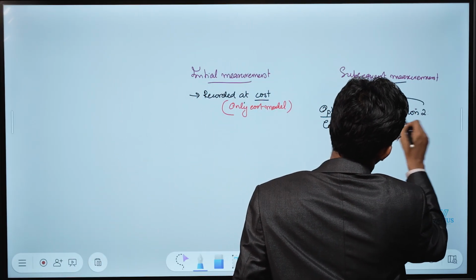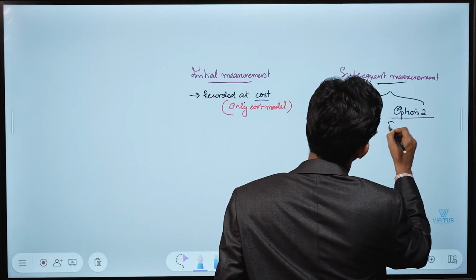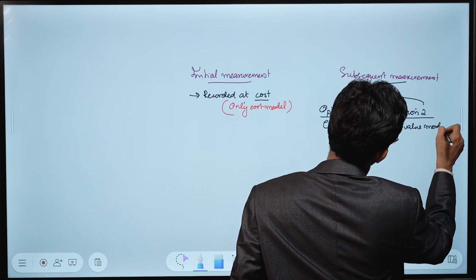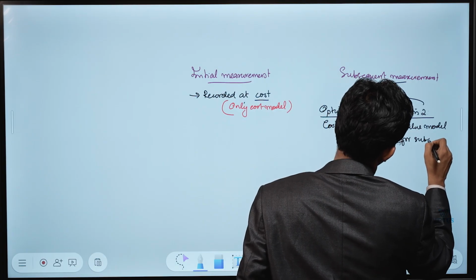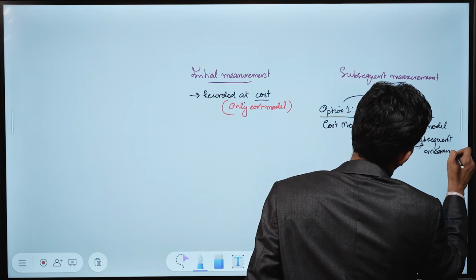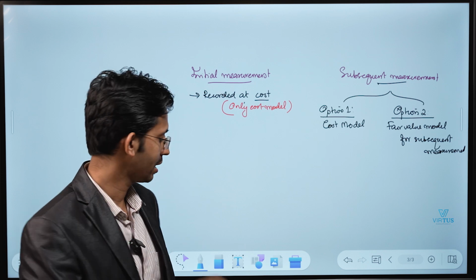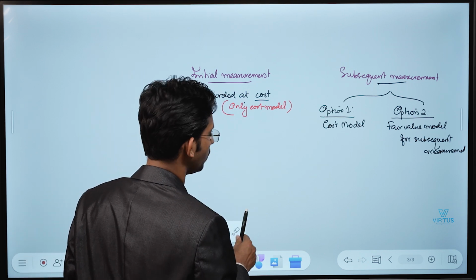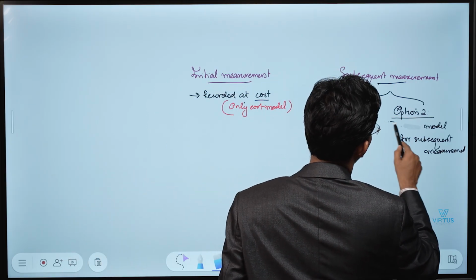And here comes the second option. Option 2: IND AS 16 permits you to follow the fair value model for subsequent measurement. But don't call this the fair value model. Instead, call it the revaluation model. So I will change the name from fair value model to revaluation model.